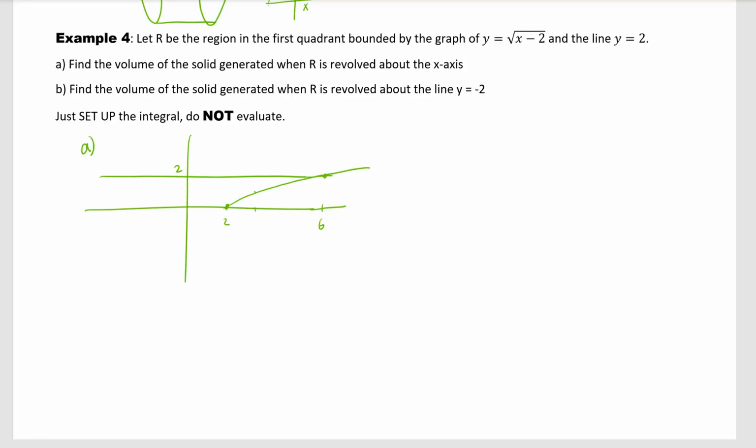Okay, and we want to look for the regions. So this is the region in the first quadrant bounded by the graph and the line. Part A, we want to find the volume of the solid generated when R is revolved about the x-axis. So the x-axis is right here. There are two ways you can cut it.